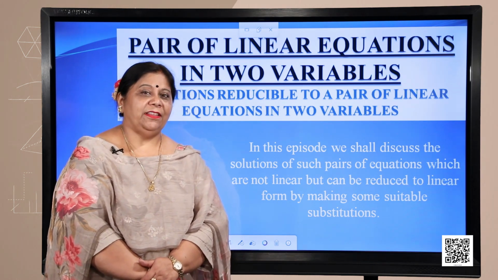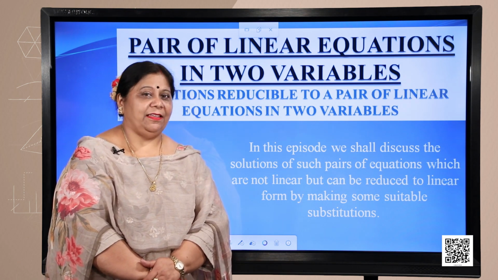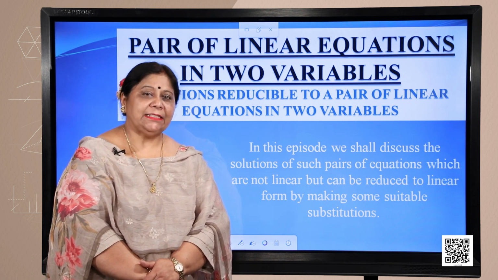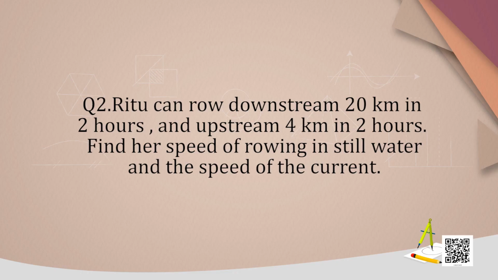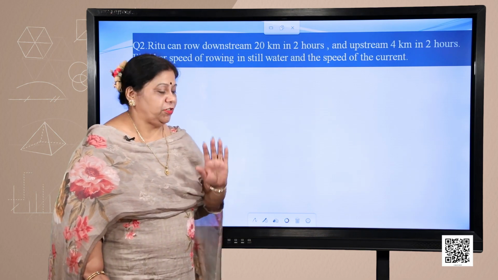How to solve the word problems with the help of algebraic methods. Here goes the first question of exercise 3.6 word problem. Our question says Ritu can row downstream 20 kilometers in 2 hours and upstream 4 kilometers in 2 hours. Find her speed of rowing in still water and speed of the current. Very interesting and very easy question.